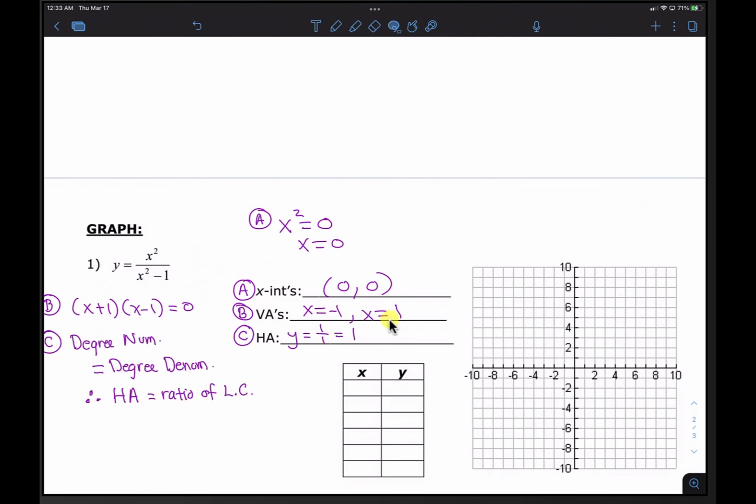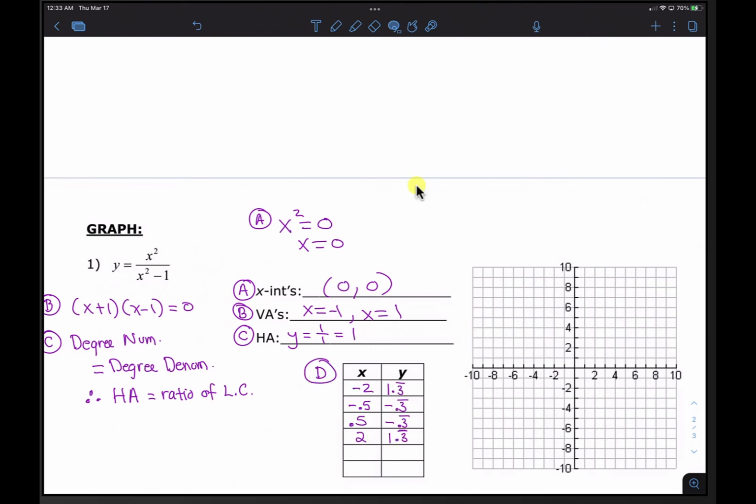In step C, we find the horizontal asymptote. We have to look at the degree of the numerator and the degree of the denominator. Since the degree of the numerator is 2 and the degree of the denominator is also 2, that means the degree of the numerator is equal to the degree of the denominator. In that case, the horizontal asymptote is the ratio of the leading coefficients. So the leading coefficients are 1 on the top and 1 on the bottom. So the horizontal asymptote is y equals 1 over 1, which is just 1.